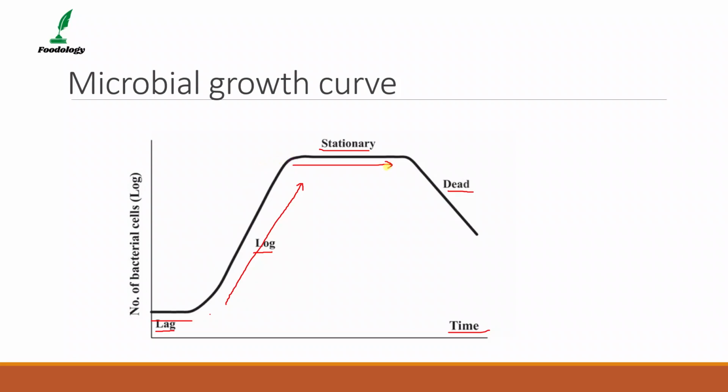Then we have stationary phase. Now, here in the stationary phase, what is happening? The number of microorganisms that are born and the number that are killed or dead at a certain point of time is equal. There is no net increase in the number of microorganisms in the stationary phase. Like, for example, if two cells are being introduced into the system, then two cells are being eliminated from the system.